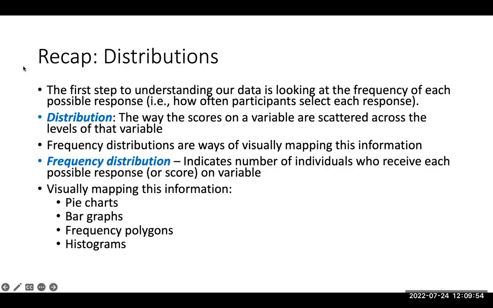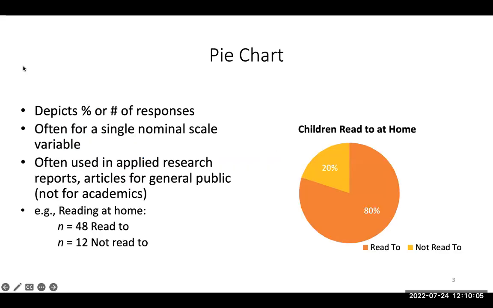We can use pie charts, bar graphs, frequency polygons, or histograms, and it really depends on the scale of measurement that the data represents. So is it nominal, ordinal, interval, or ratio? A pie chart is one of the most common ways that we visually represent information. It simply depicts the percentage or number of responses. We use this very often for single nominal scale variables. You will see this a lot in different presentations, whether in applied research reports or articles for the general public. They're very easy to use and easy to understand, which is why they're so common.